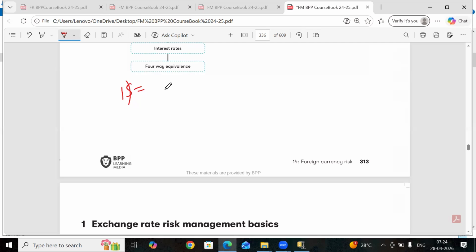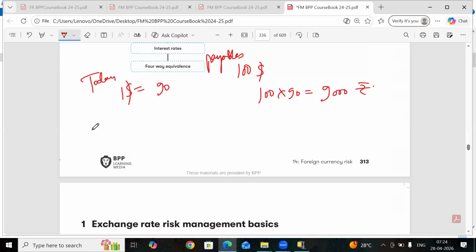$1 is equal to 90. And today if I pay $100 to someone, payables, so 100 into 90, I pay 9,000. After 6 months, $1 is equal to 100. See, if $1 is 80, it's good for me. Now I have to pay them $100, right? To pay $100, I have to buy dollars.